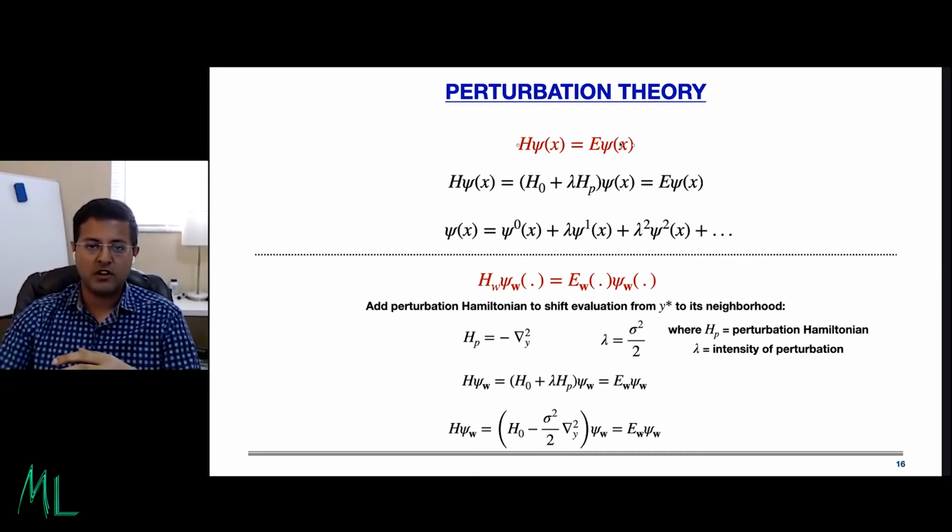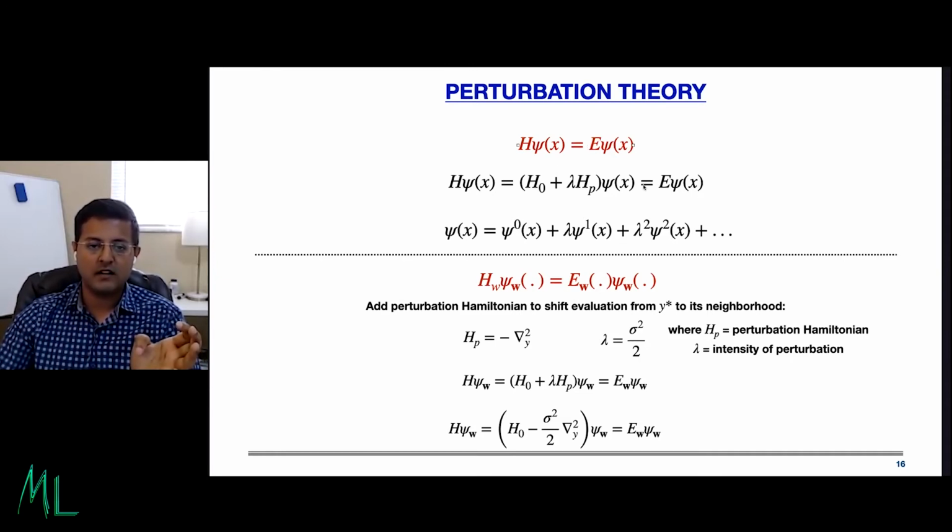So what we do in perturbation theory is, let us say we want to solve this equation. We start with an approximate solution to this equation given by psi of 0. And we introduce a perturbation Hamiltonian called H of P. What we are essentially doing is disturbing the system just a little bit and observing its dynamics.